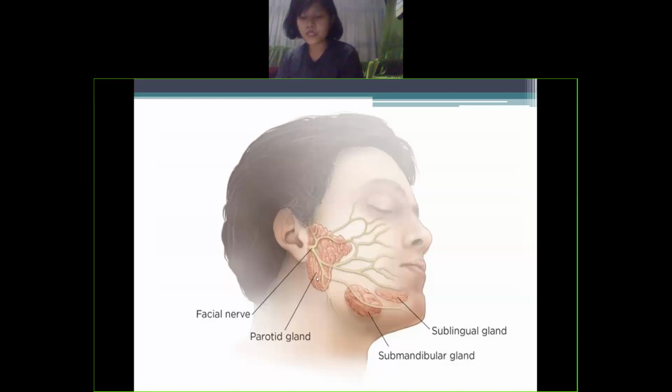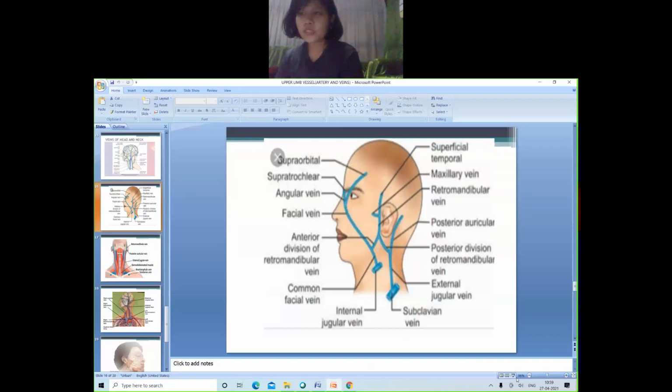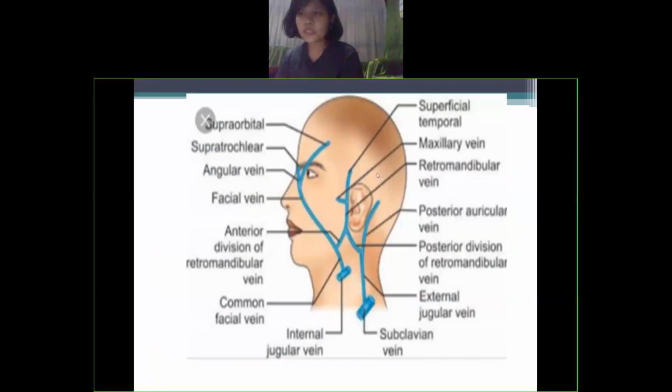And this vein, the superficial temporal vein, will unite together, they will come together and form the maxillary vein. They will form the maxillary vein to form what? To form the retromandibular vein. This is the retromandibular vein. So they will come and unite together and form this retromandibular vein. Okay, is it clear now?